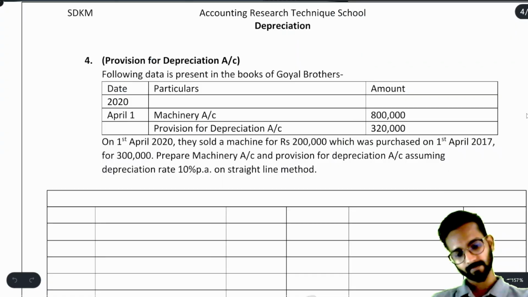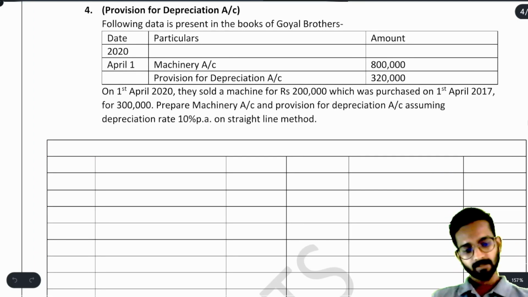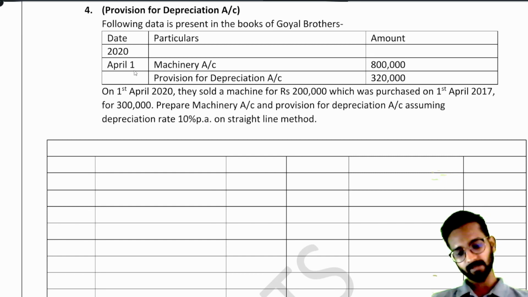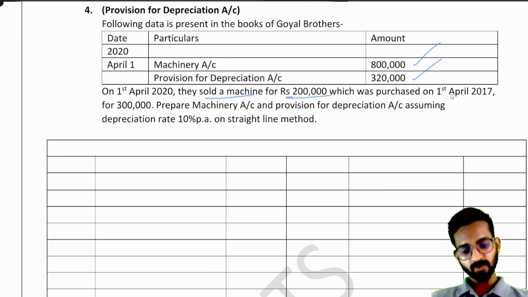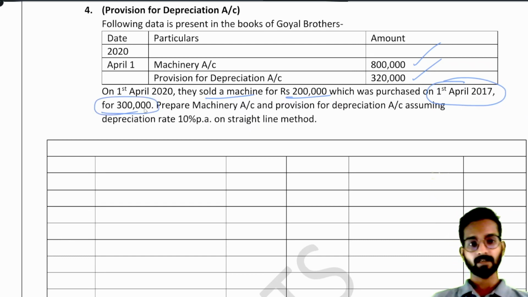Check. The question says following data is present in the books of Goel brothers, okay. The date is April 1st 2020. Machine account is representing 8 lakh rupees. Provision for depreciation is already representing 3,20,000, okay. On 1st April 2020 they sold a machine for rupees 2 lakh which was purchased on 1st April 2017, okay, for rupees 3 lakh. Understand this.